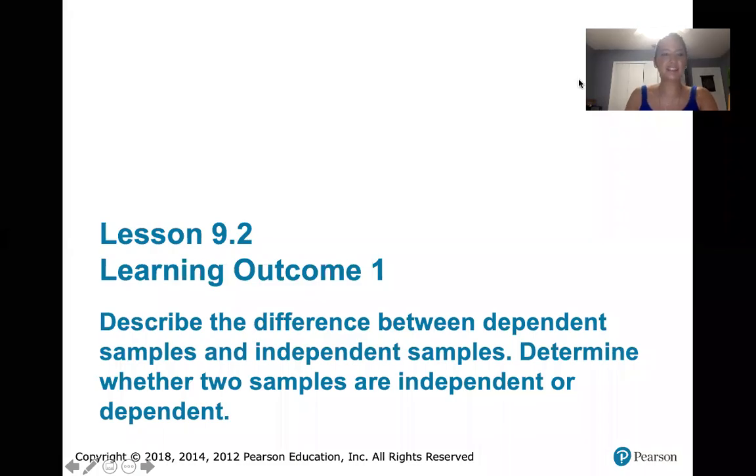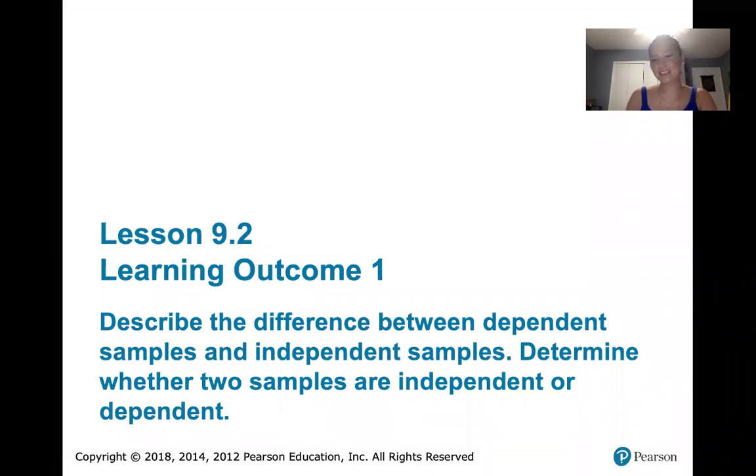In this video, we discuss learning outcome number 1 from lesson 9.2, which is about the difference between dependent samples and independent samples. My hope is that by the end of this video, you'll be able to describe the difference between dependent samples and independent samples, and that you'll be able to determine whether two samples are independent or dependent.